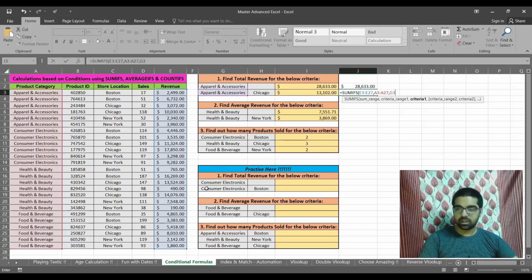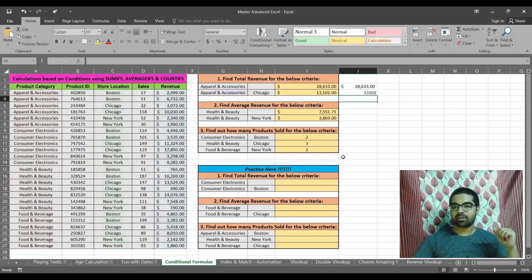Okay, so what we do is we give a comma. If you give a comma, the second criteria range will get highlighted. Where is our criteria range 2? This is our criteria range 2. Store location is our criteria range 2, comma. Where is our criteria 2? Chicago, here it is, our criteria 2. Bracket close, enter. See, we got 13102, as we got here, 13102.